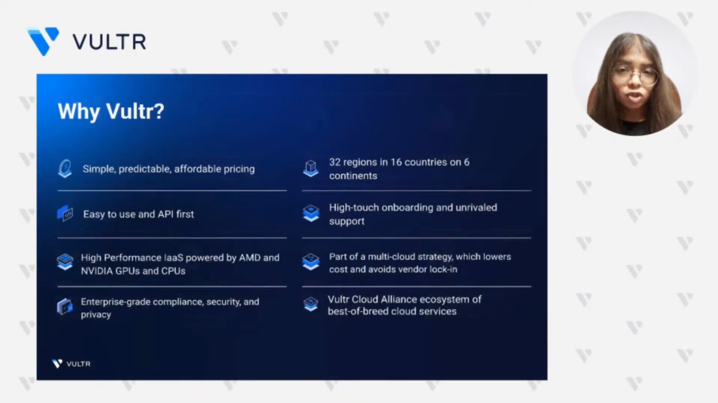Now, when we talk about why businesses and developers choose Vultr, it really comes down to a few core strengths. Vultr has a truly global footprint with 32 data center regions across 16 countries on 6 continents, meaning you can deploy your applications closer to your users, reducing latency and improving overall performance. Our pricing model is simple, predictable, and affordable, with no hidden fees or complex billing. You always know what you're paying for.